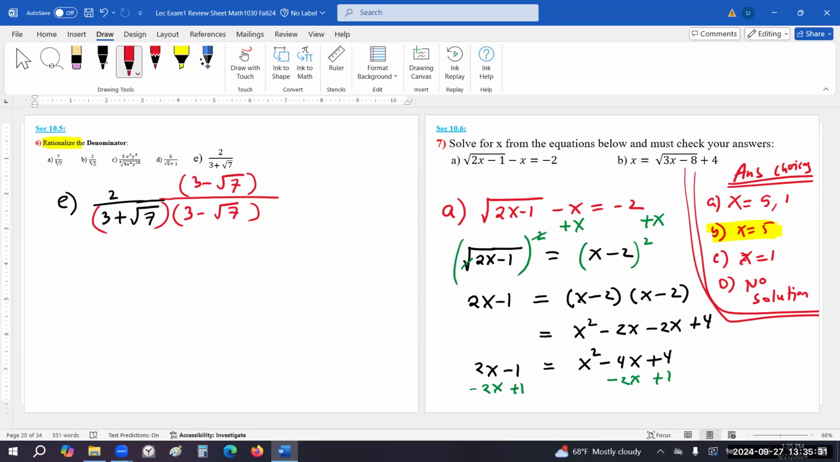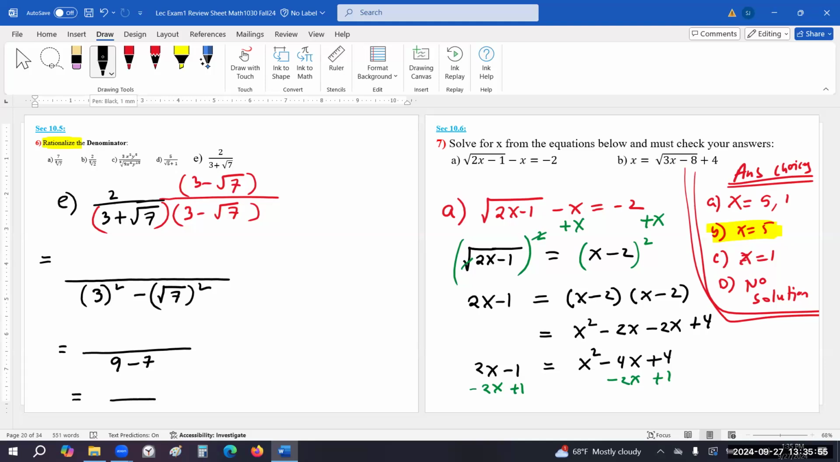Now, what do we have when you multiply the denominator? 3 squared minus square root of 7 squared. That gives us what? 9 minus 7. And what is 9 minus 7? 2.